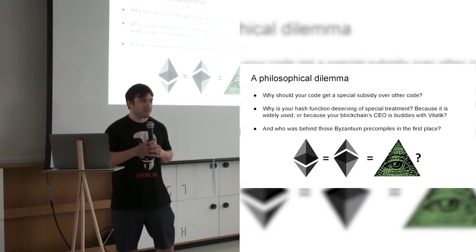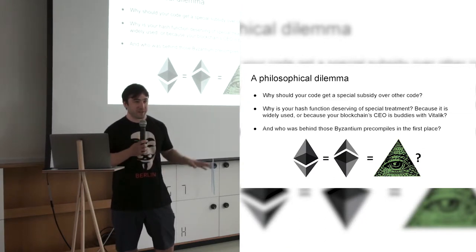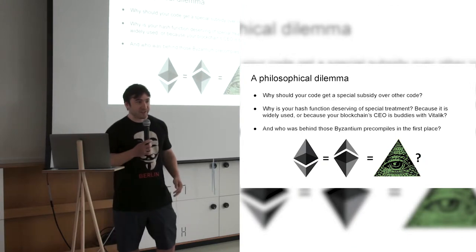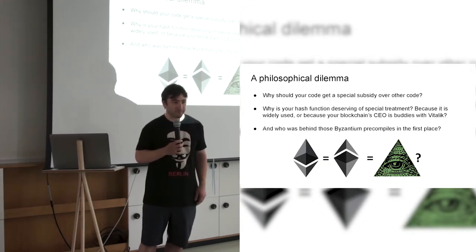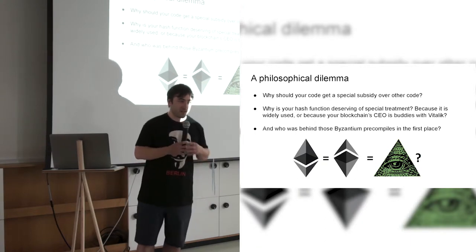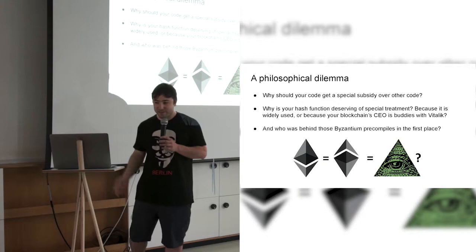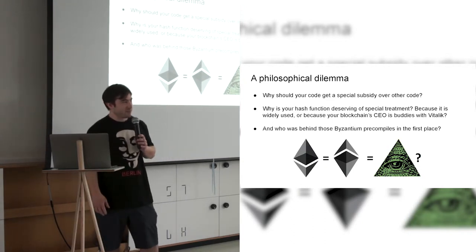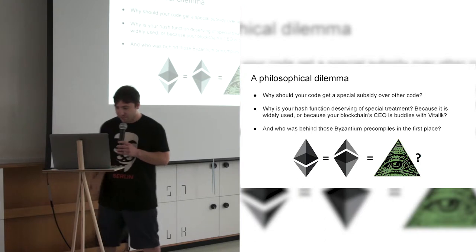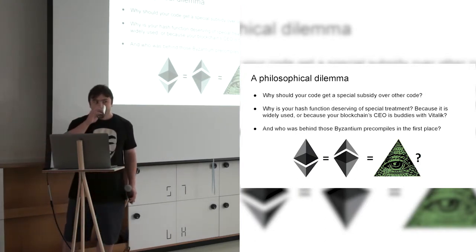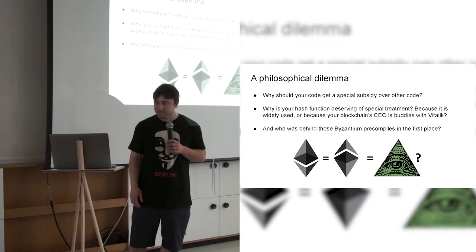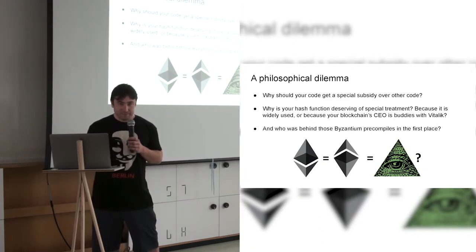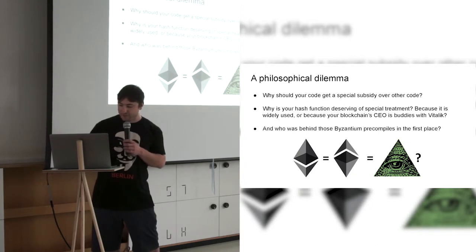But there's actually a philosophical dilemma, which is, why does your code deserve special treatment over everybody else's code? Is all code equal and should be treated fairly and all have to pay the same cost? Or should your hash function be subsidized by everybody just because the CEO of your blockchain is buddies with Vitalik? Is it really widely used? And who was behind those snark precompiles that were added to Byzantium in the first place? It's like the Illuminati is inserting its precompiles into the Ethereum.